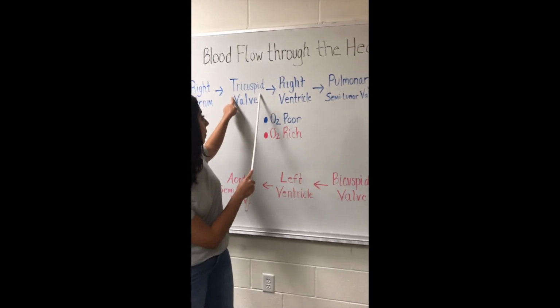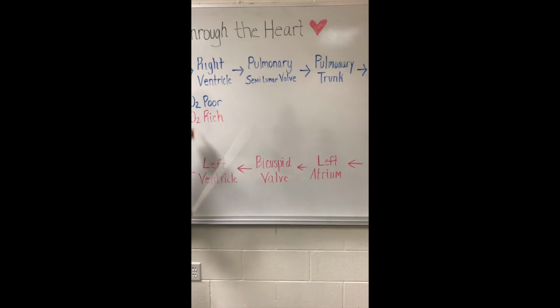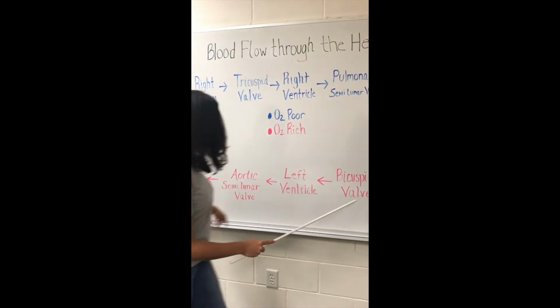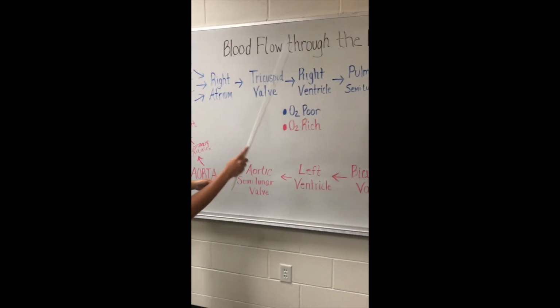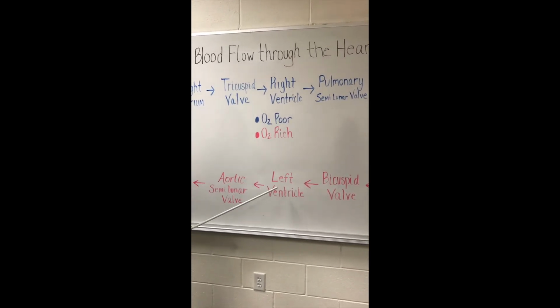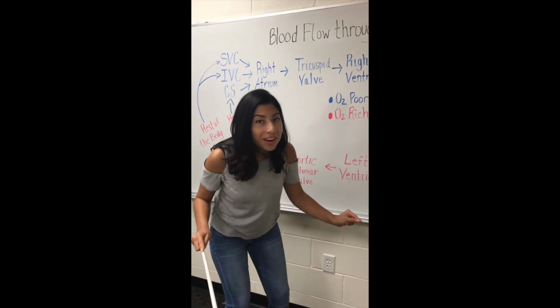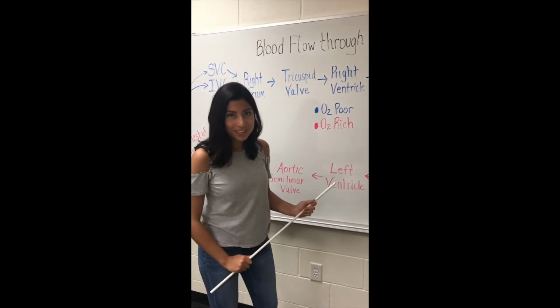Remember, you're in your tricuspid valve on the O2 poor side, but here you're in the bicuspid valve. So make sure not to get those mixed up. So over here again, right here you were in your right ventricle, but here you're in your left ventricle. Now, I can't stress this enough. This is really important, so go over this part a couple times.